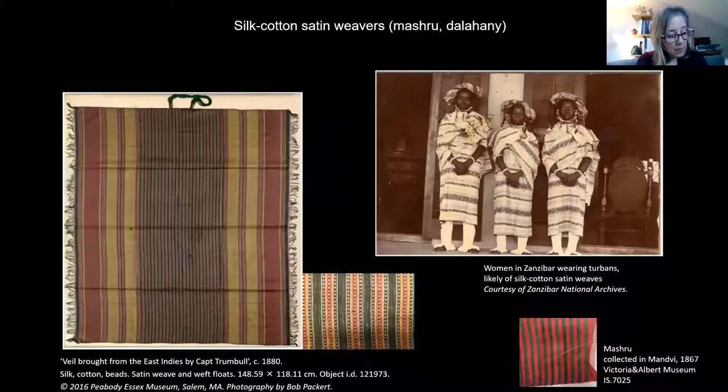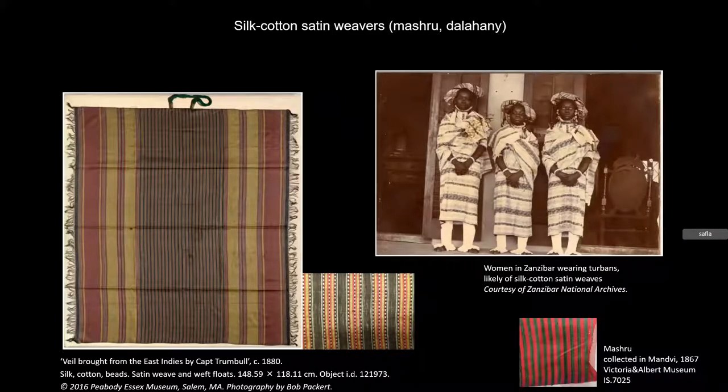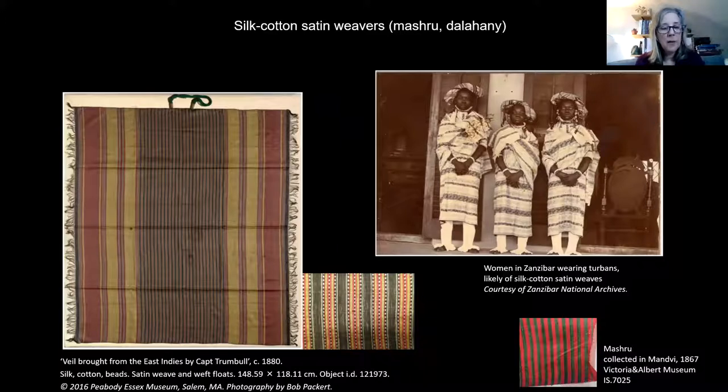It shows that silks from Western India were reaching Eastern Africa. They don't tend to show up in any trade reports. But this piece from the Peabody Essex Museum, which is what is known as mashu cloth, a satin weave that combines cotton and silk. This piece, if we then link it to photographs, we can see that this was being used for headdresses by both men and women in Eastern Africa. And we do know that it was being shipped out of Mandvi. So we can use those sources to connect and see how it was reaching Eastern Africa.